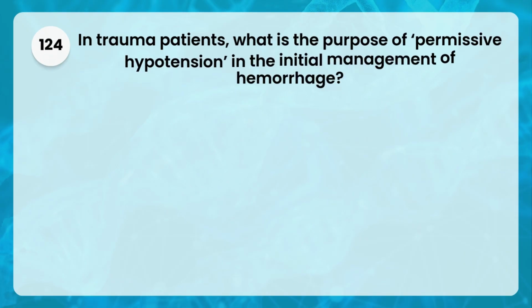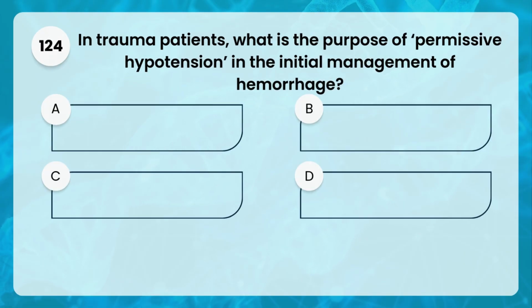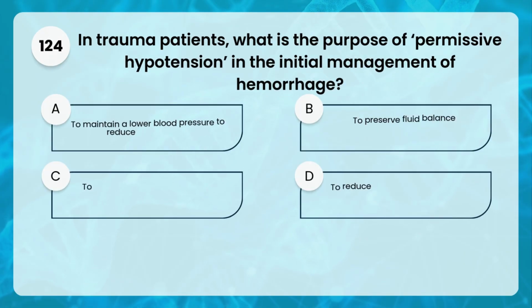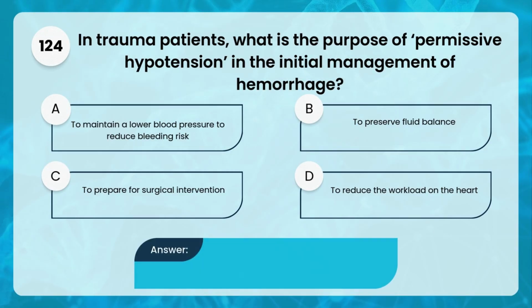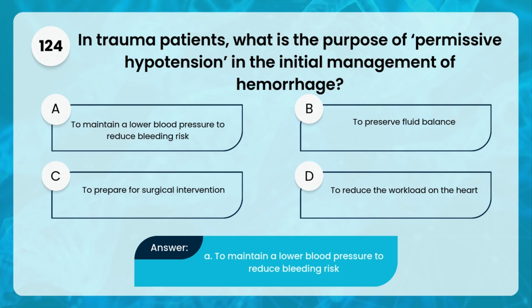124. In trauma patients, what is the purpose of permissive hypotension in the initial treatment of hemorrhage? A. To maintain a lower blood pressure to reduce bleeding risk. B. To preserve fluid balance. C. To prepare for surgical intervention. D. To reduce the workload on the heart. The answer is A. To maintain a lower blood pressure to reduce bleeding risk.